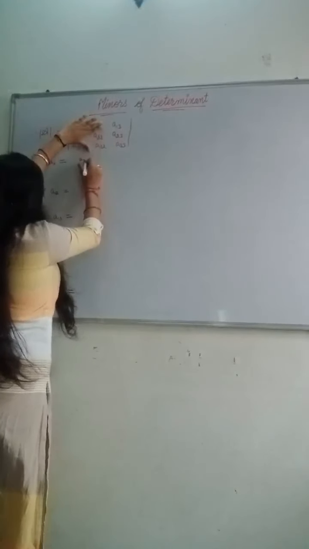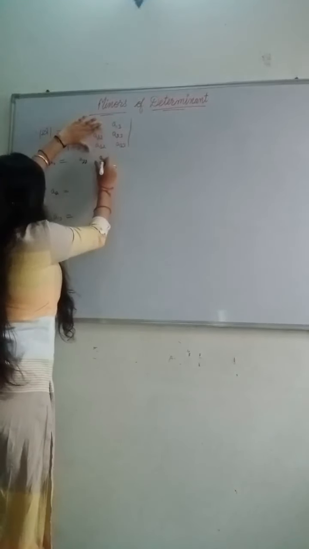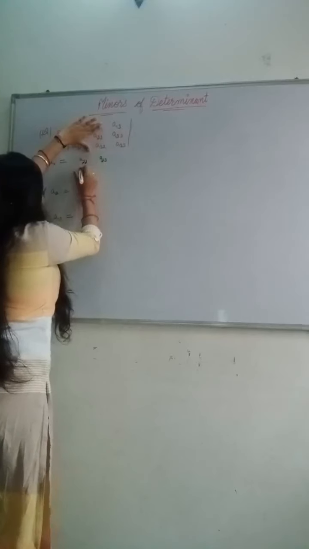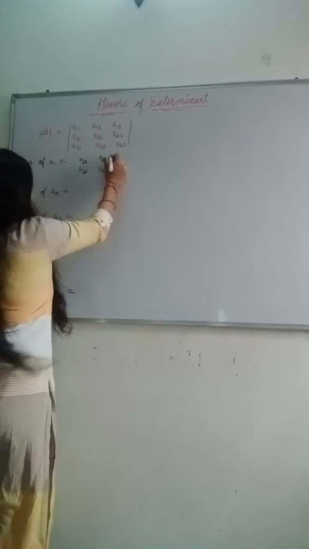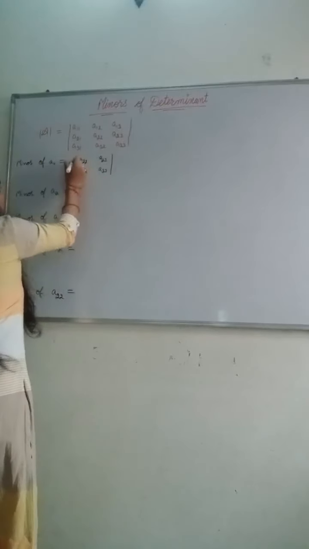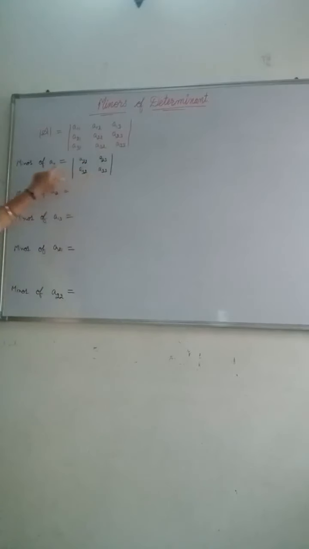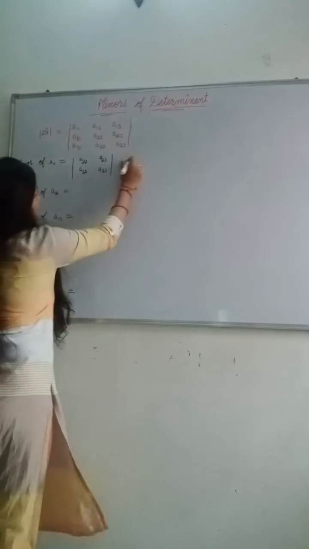A22, A23, A32, A33. So put these elements within vertical lines. That is the minor for element A11. That's it. Now how can I solve it?